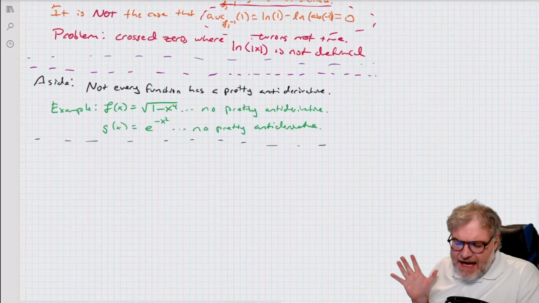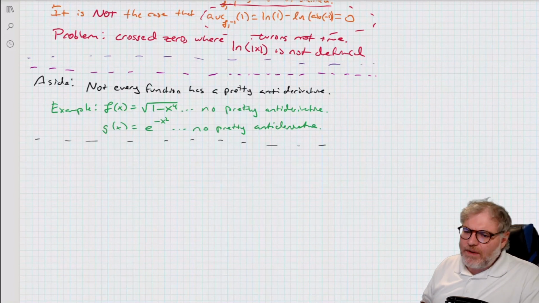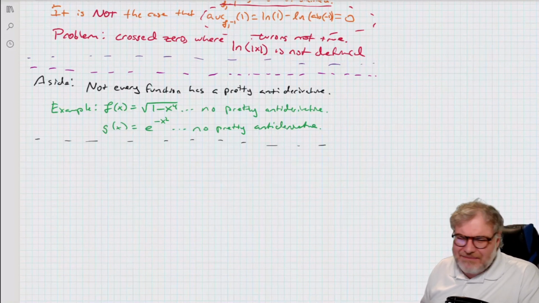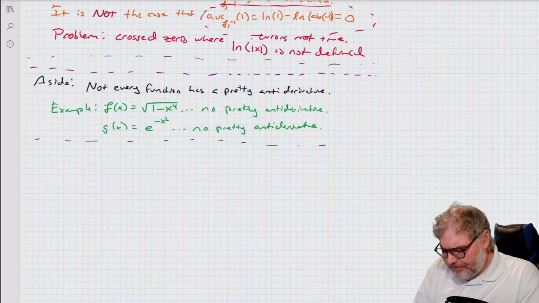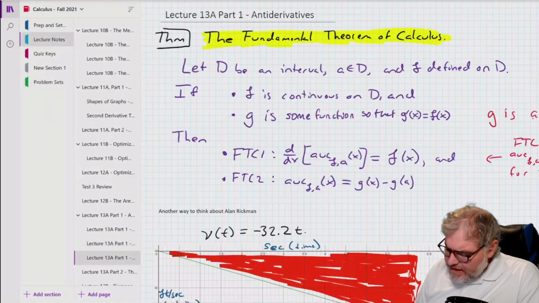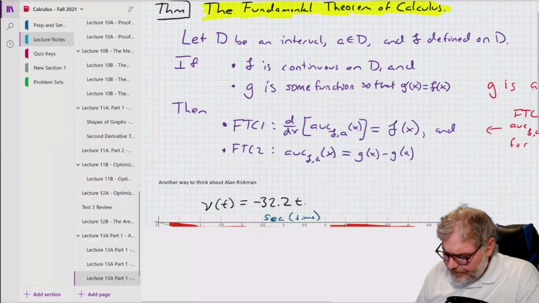Okay, another aside is that not every function has a pretty antiderivative. We had nice and pretty derivatives for just about everything. Antiderivatives don't work like that. Well, let's look at the fundamental theorem of calculus, and then we'll talk about this landmine.